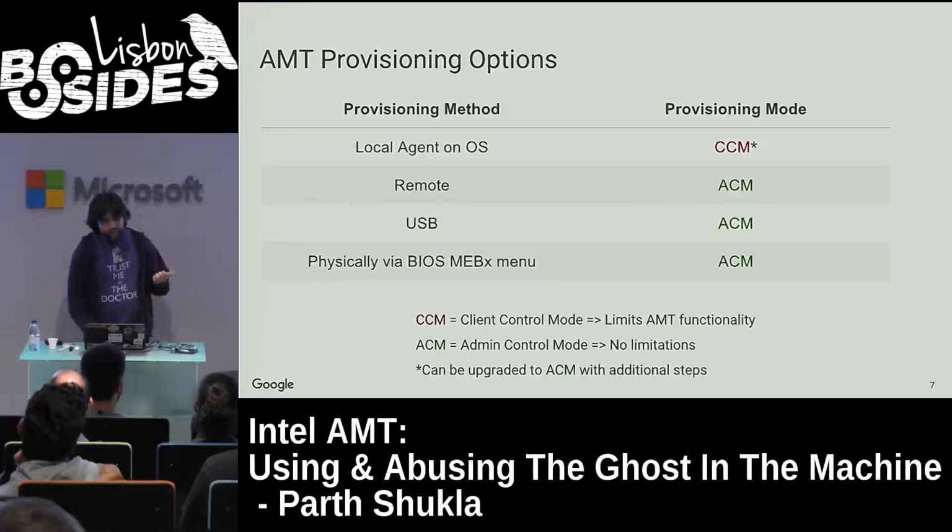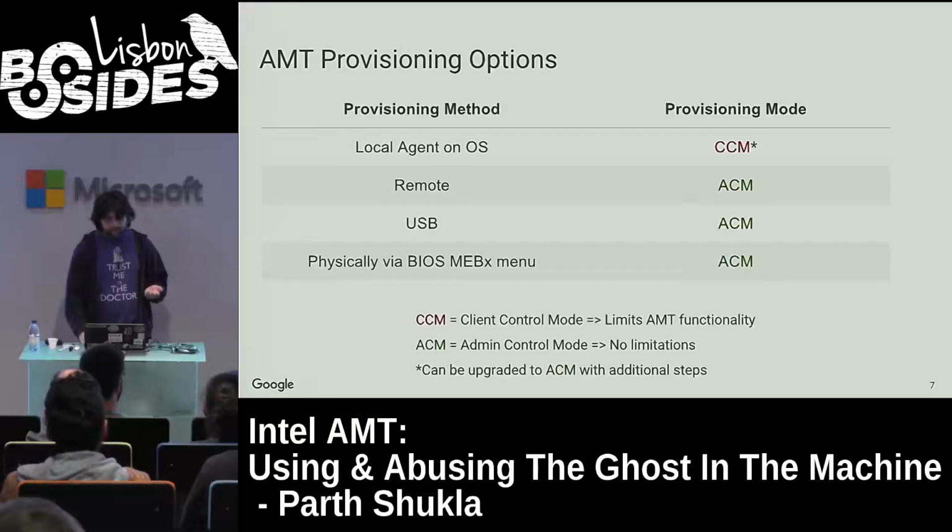So the local agent, for example, the first one, requires Intel AMT software to be installed and running as root or admin on the box. You can do this via your own custom tool as well. In that case, you obviously need admin privileges, and you talk to the Intel ME interface to be able to provision AMT. This method will put you in client control mode, which will give you limited AMT functionalities. You can carry out additional steps to transition into admin control mode, but that's a bit more involved, but doable.